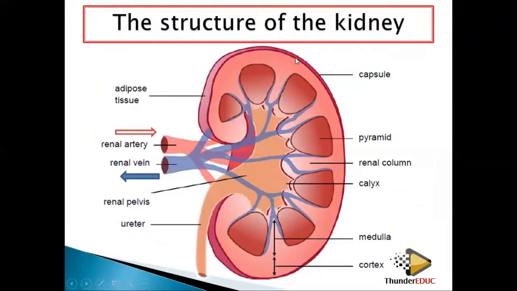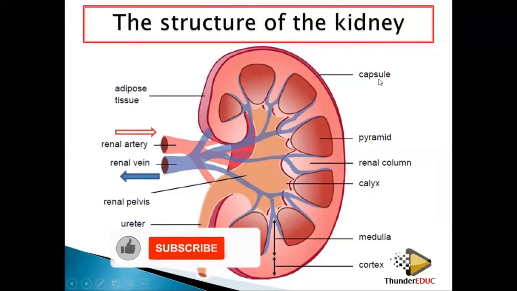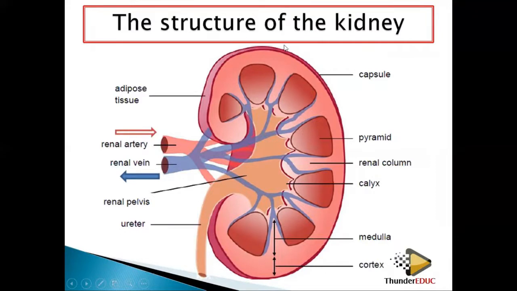So this here is the structure of the kidney. Here you have the outside part, the renal capsule. The adipose tissue is this outside layer, which has some fats. Then this is the renal artery, which brings blood into the kidney, and the renal vein takes blood away from the kidney. You'll find out that the functional unit of the kidney is found in this area.